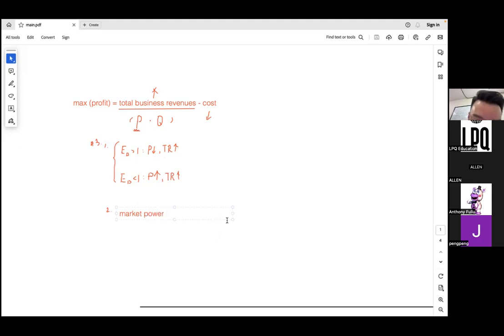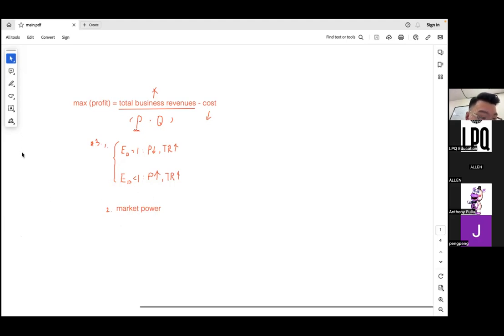Okay, market power can also be called pricing power. Whether or not you can make a good pricing strategy really depends on whether your firm has something called market power or pricing power. But market power and pricing power are the topic we will cover next week, so this week we won't talk much about these two.